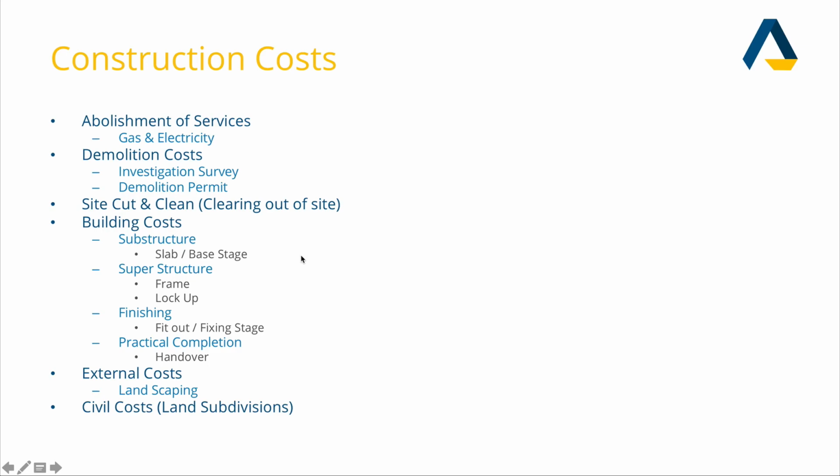External costs could be landscaping, and if you're doing land subdivisions, there are costs that you have to pay your civil engineer to bring the services to the actual block that you are subdividing, because you can't really sell them without getting the services to the site.